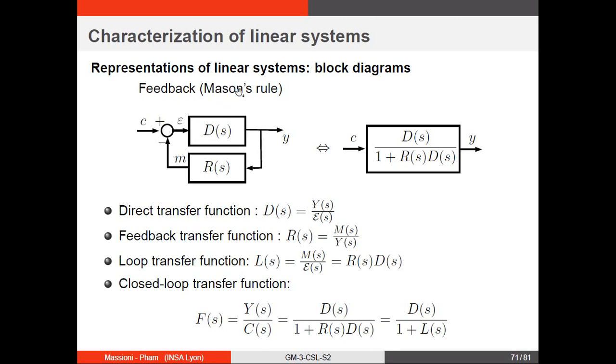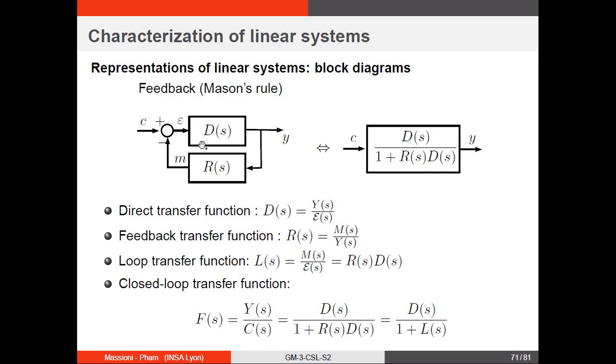So this scheme is very important because it is the general scheme of a feedback control system, of a closed loop control system. If you have this kind of scheme, you can prove very easily. You can do it yourself actually with the same trick. Just say what is y? Y is d times epsilon. What is epsilon? It is c minus m. What is m? M is r times y, and then you solve between y and c. Basically you get this expression over here.